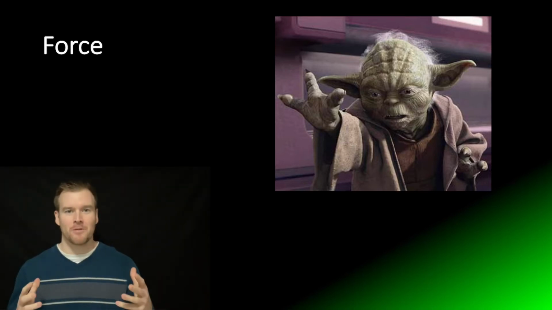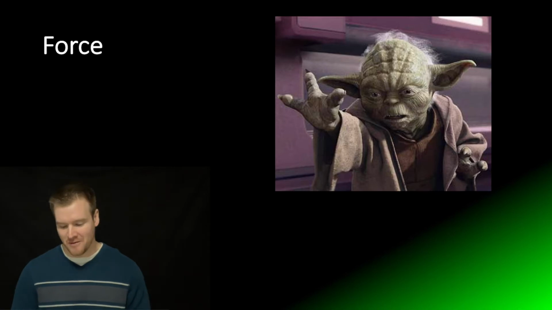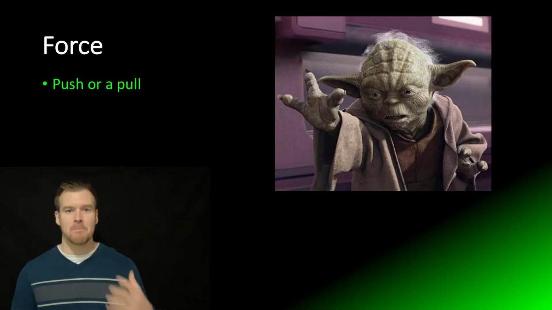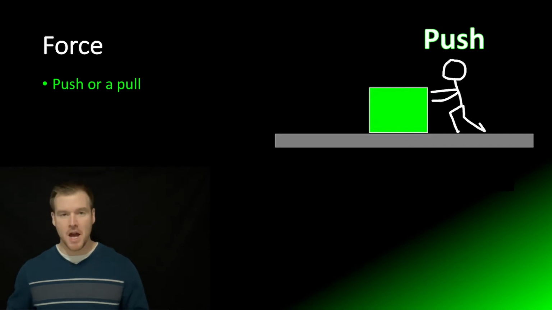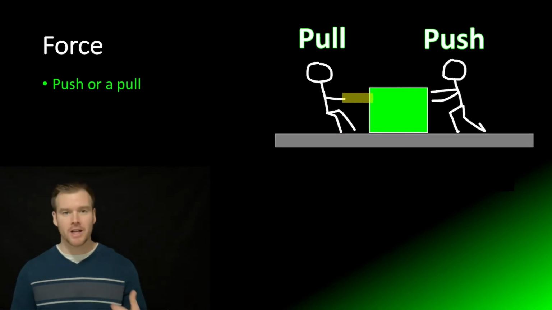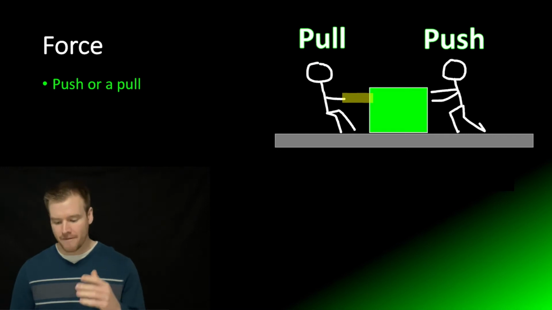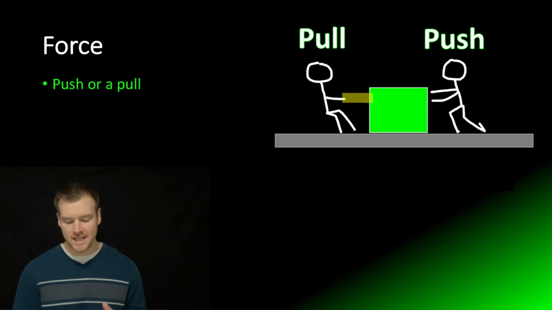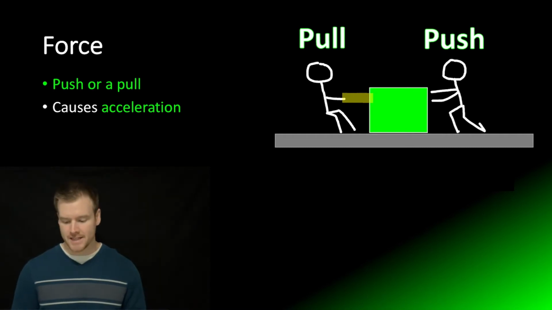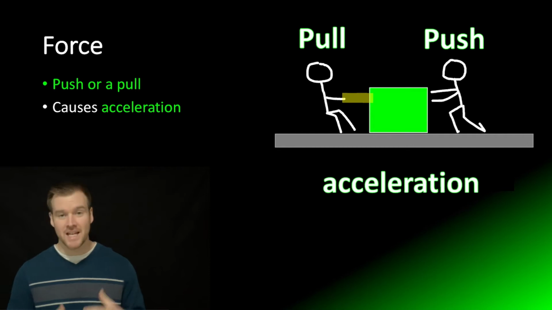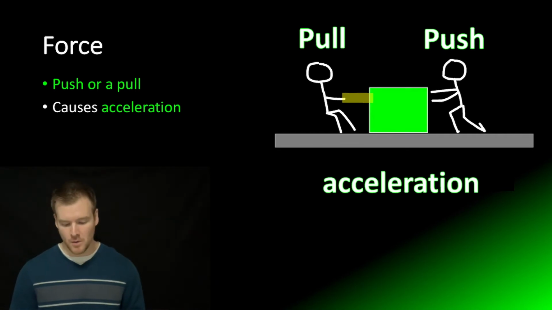So what is force? Since it's going to be the main topic of our discussion, a force is a push or a pull. So say we have a mass, if someone is pushing on it or pulling on it, they're applying a force. And a force causes acceleration. We looked at accelerated motion in the first unit. Now we're going to be looking at causing that acceleration. So if there's a net force, it's going to be speeding up or slowing down.